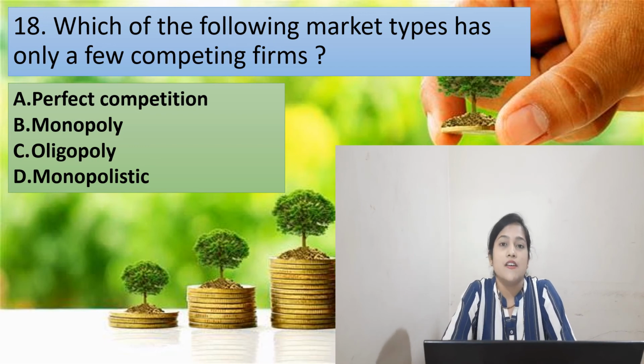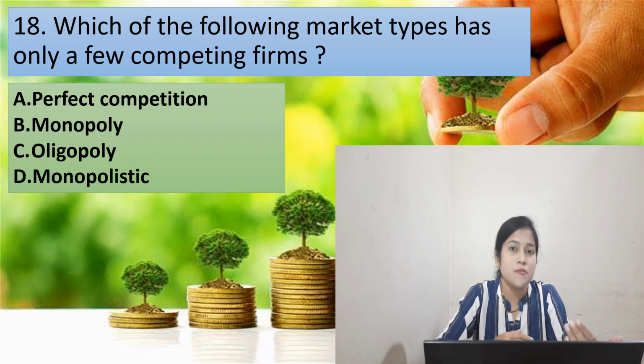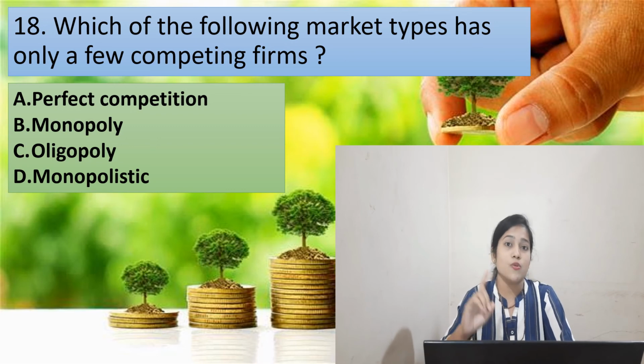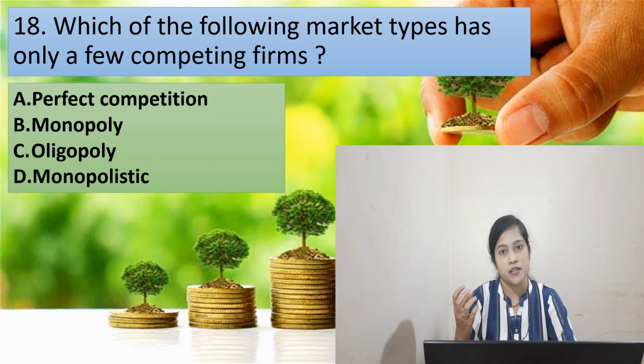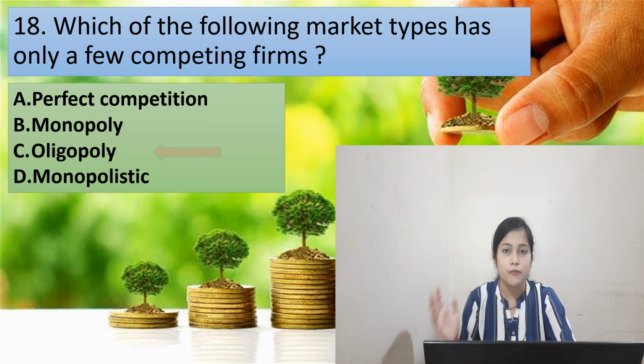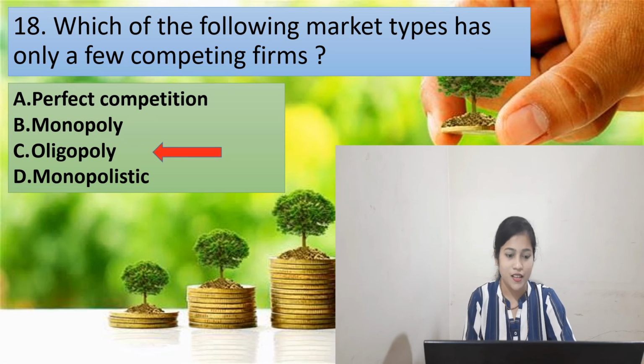Well, we know that when in a market there is a large number of sellers and a large number of buyers, then it will obviously be a perfectly competitive market. And when there is only one seller, it will be a monopoly. But the question here is few competing firms, meaning few sellers. Whenever you get the words few sellers, obviously the answer will be oligopoly market. And the answer here is option C, that is oligopoly market, right? So option C is your answer.